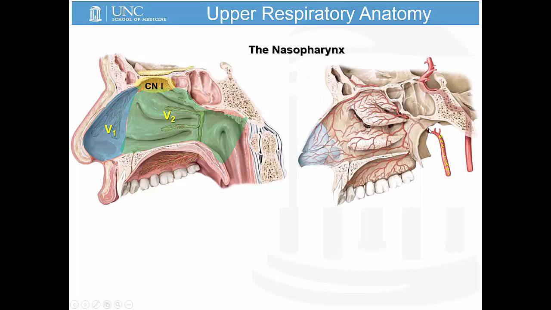Much of the vascular supply to the nasal cavity enters through the sphenopalatine foramen via the sphenopalatine artery and its branches that help to vascularize the nasal cavity. The sphenopalatine artery is a terminal branch of the maxillary artery.